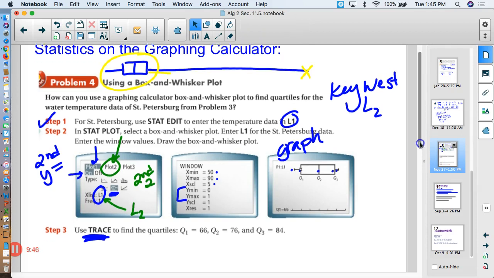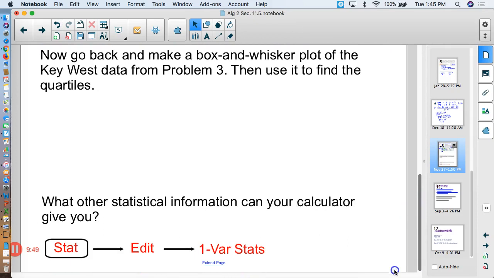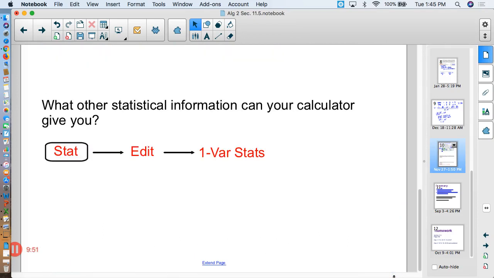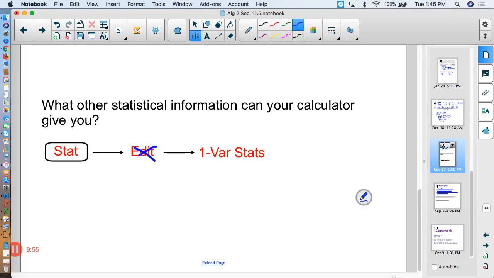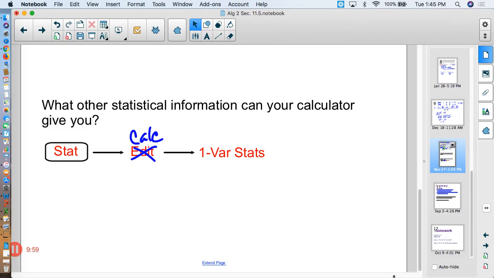All right. The last thing we're going to look at is what other statistics can our calculator help us find? There's a typo here. This should say calc, not edit. So we're going to go back to our stat key, but we're going to choose Calc and then select one variable stats. All right, so stat, calc, one variable stats.